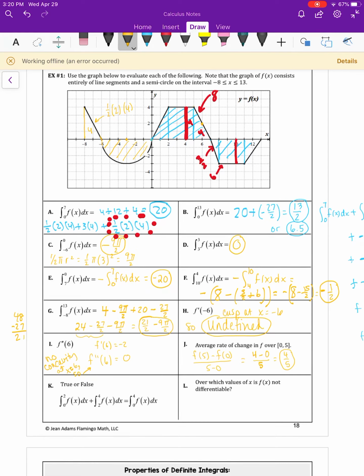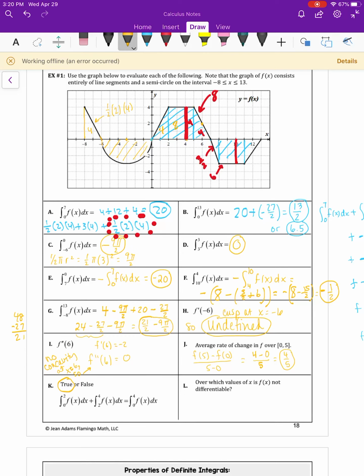Letter K, true or false? Okay, so let's think about this. The integral from 0 to 2, which we said was 4 here, plus the integral from 2 to 4, which we didn't really figure out, but let's say 2 times 4, this is 8, is equal to the integral from 0 to 4. Well, that is true. I went from 0 to 2, and then I added from 2 to 4, and that gave me from 0 to 4.